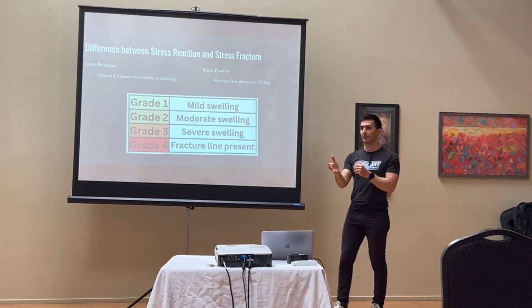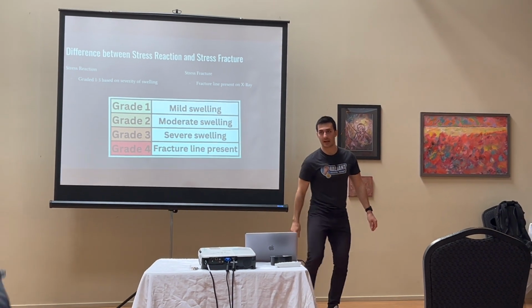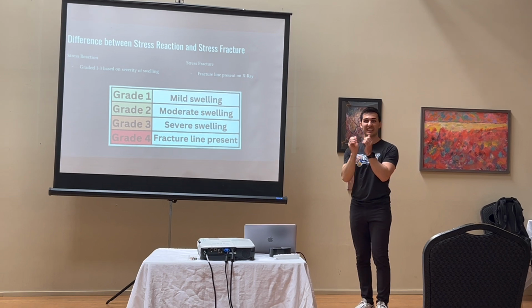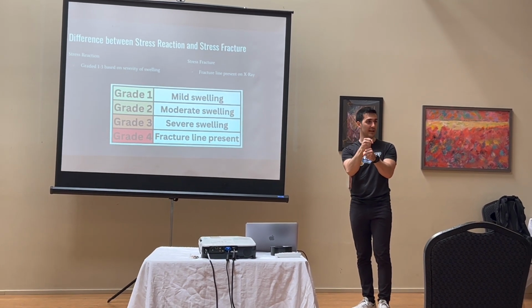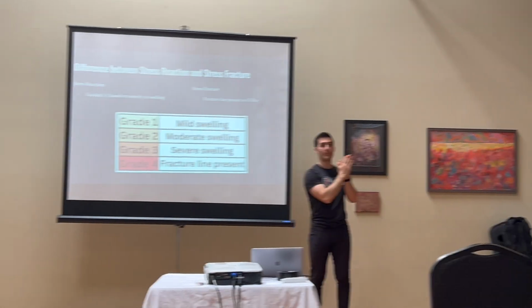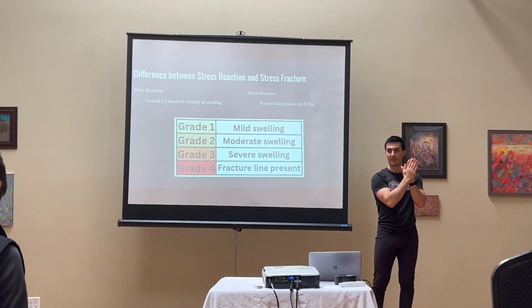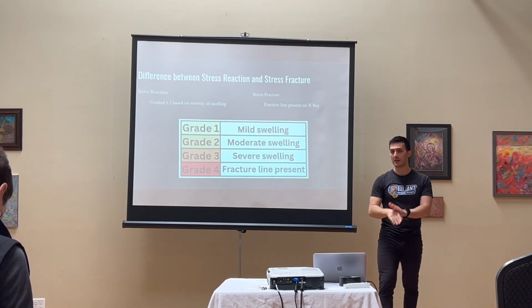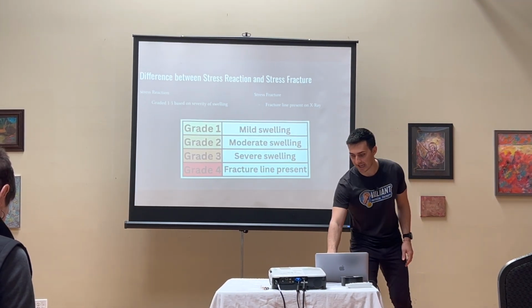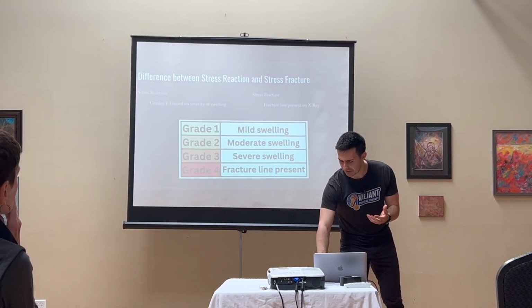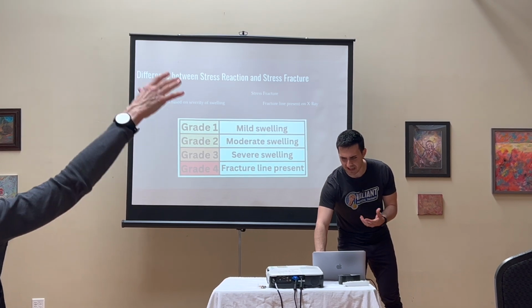Let's take, for example, Achilles tendonitis. My Achilles hurts. What's going on at the Achilles? The tendon is irritated. With bone stress injuries, there's a problem in the bone. The bone is inflamed, the bone is swollen, or it's cracked. This idea of a stress reaction is not very commonly thought about in our community because it's a little bit hard to understand and it's kind of vague.